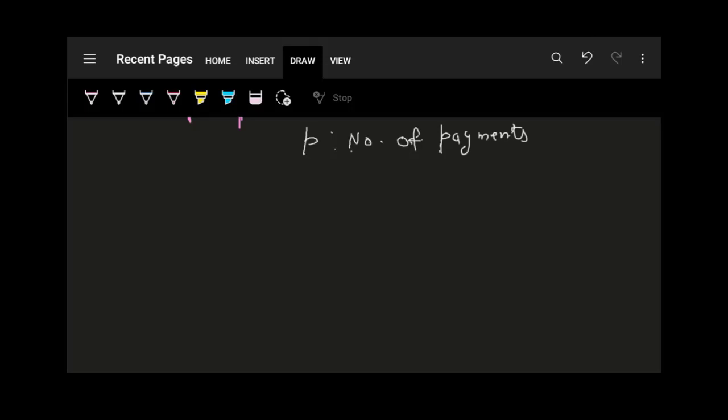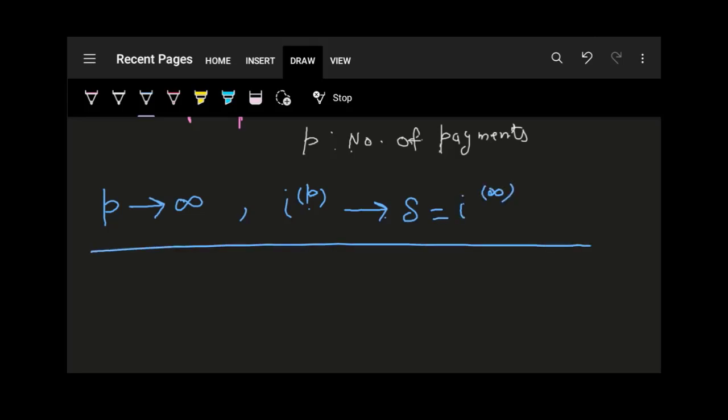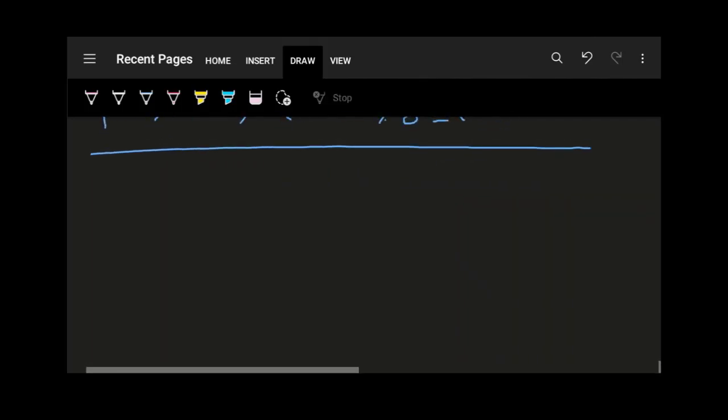So we can say it like this, when P is tending towards infinity, our rate IP is tending towards delta. This delta can also be written as I infinity. To write this expression more formally and mathematically, we can write it as follows.